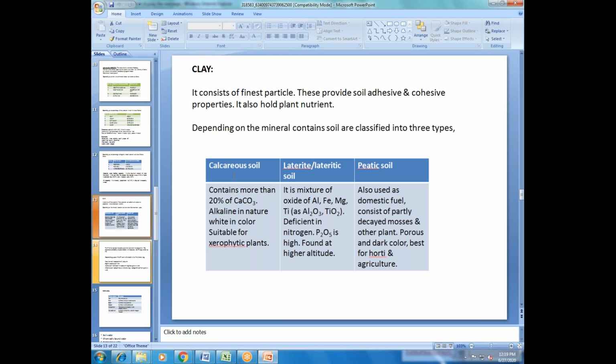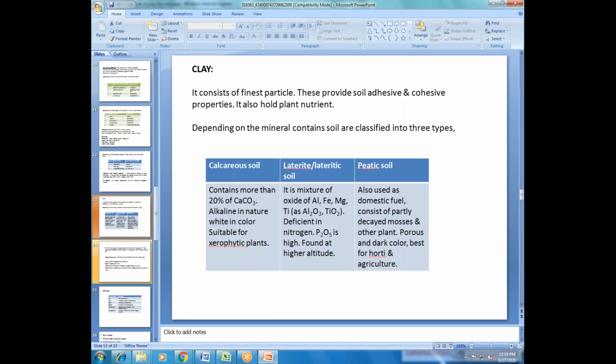This already we have seen. Calcareous means rich in calcium carbonate, laterite is rich in aluminium and iron, and peat soil is more porous and rich in humus. So it is a domestic fuel, and consists of partly decayed plant materials. It is porous and dark in nature.